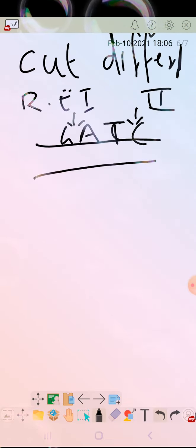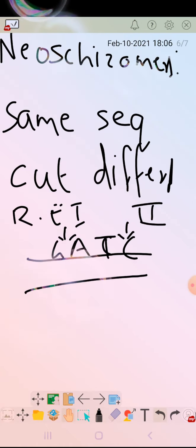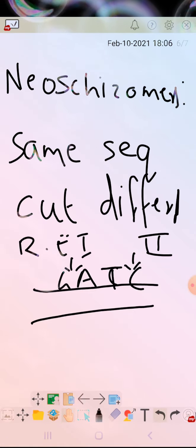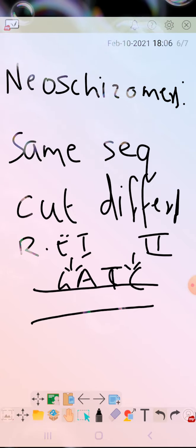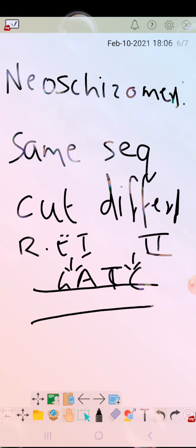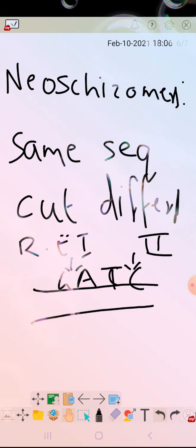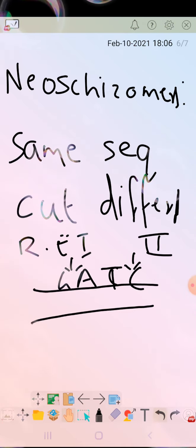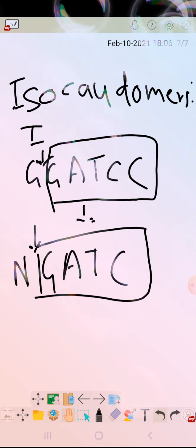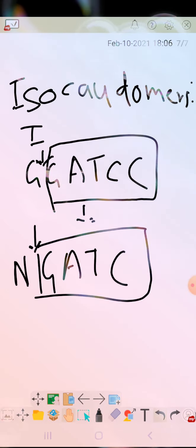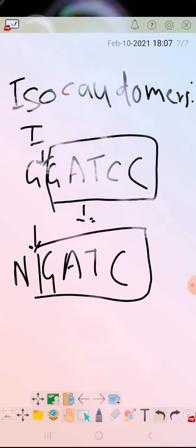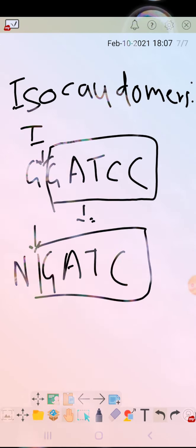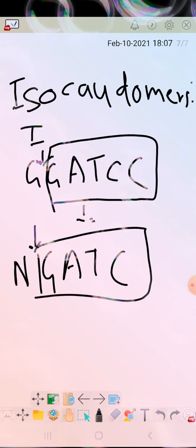Then we have learned about the neoschizomers. What is neoschizomers? Neoschizomers are restriction enzymes that recognize the same sequence but cut differently. Means suppose both enzymes recognize GATC but they cut at different positions. And isocaudomers are the enzymes that recognize slightly different sequences but form the same ends.